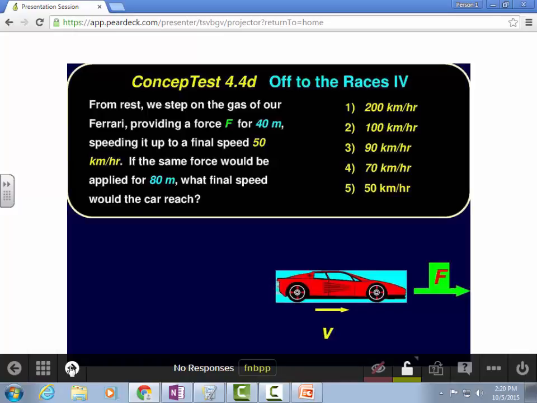from rest, we step on the gas of our Ferrari, and we go, what, 40 meters? Up to a final speed of 50 kilometers per hour. If the same force would be applied for 80 meters, what final speed would be reached? This you're definitely going to have to get your hands dirty for.